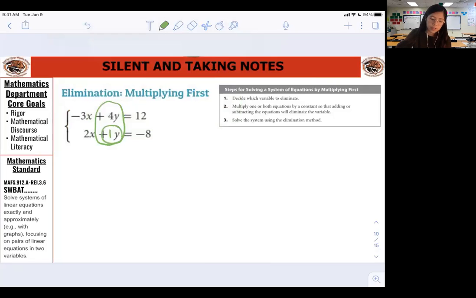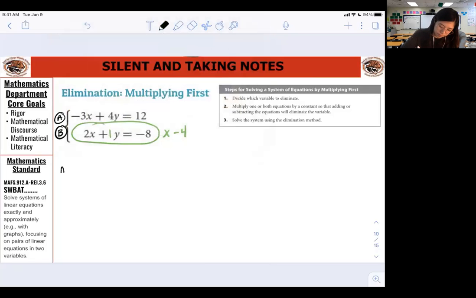And actually, do we want to turn it into a positive 4 or a negative 4? Negative 4, because remember, we want them to be opposites. So this entire equation is going to be multiplied by -4. That's what we're going to do in our first step. Equation A stays exactly the same, but equation B gets multiplied all the way by -4. So who would like to give me my equation B when I multiply it by -4?